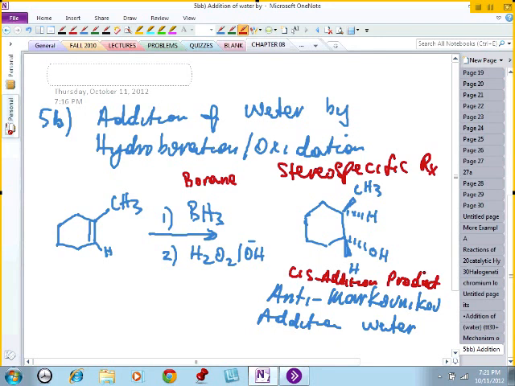Okay. So if you want to get an anti-Markovnikov addition, what reagent do you need to use to add water to a carbon-carbon double bond? Borane followed by hydrogen peroxide. Yes. Because this hydrogen and the hydroxide were added across the carbon-carbon double bond on the same side of the double bond, and that is why it is cis. You see the stereochemistry here. This is the hydrogen that was added, and this is the hydroxide that was added on the same side, and that is why we say cis. Okay, but more importantly, this is what we call an anti-Markovnikov addition of water across the carbon-carbon double bond.